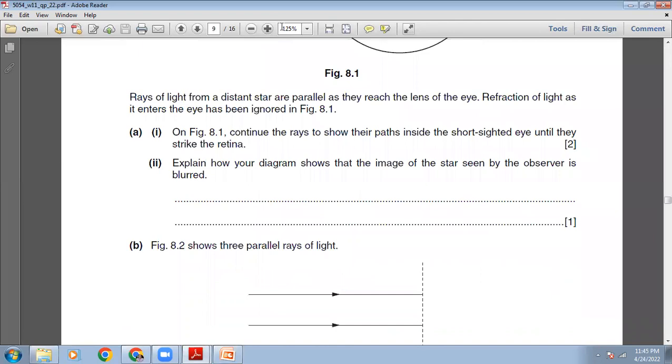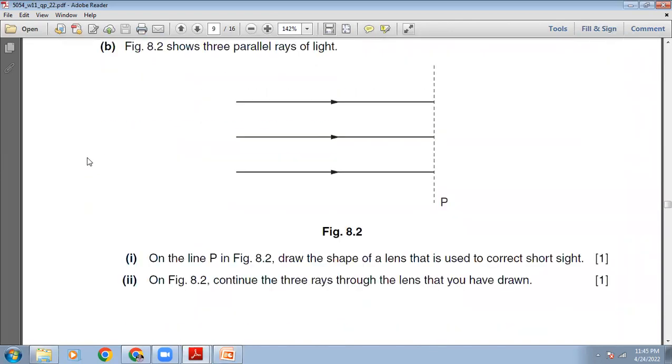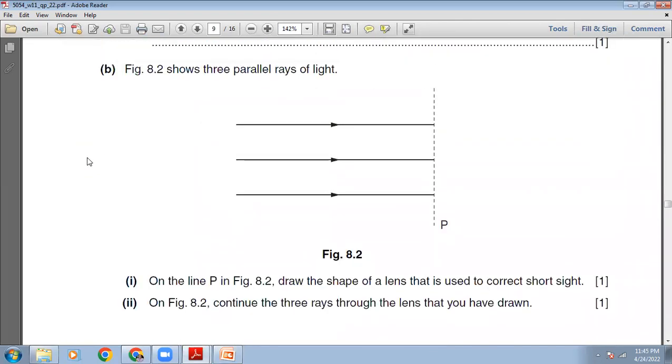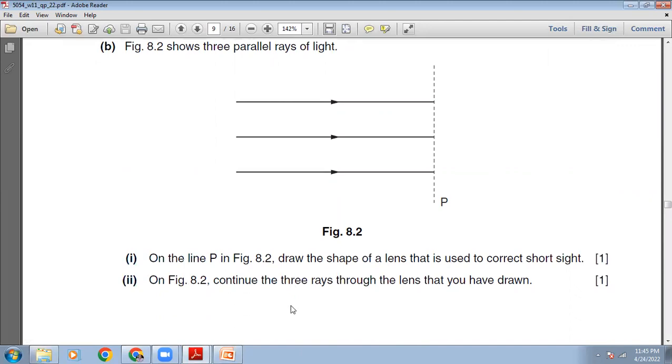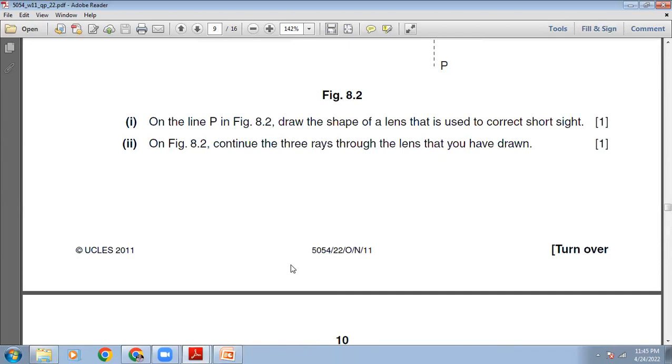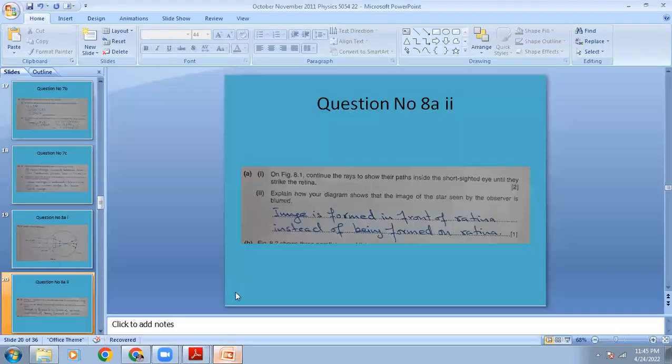So the next question coming up on your screen, he says, figure 8.2 shows three parallel rays of light on the line P. Draw the shape of the lens that you use to correct the short-sightedness. To correct short-sightedness, we use the concave lens. So we have to draw a concave lens here. Then he says on figure 8.2, continue the three rays through the lens that you have drawn. Okay, so let me show you.